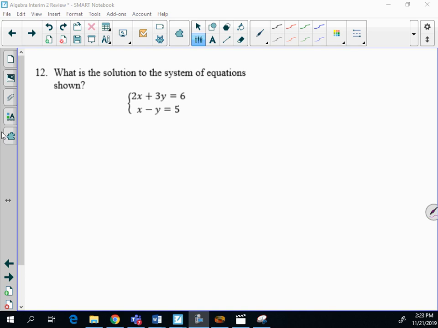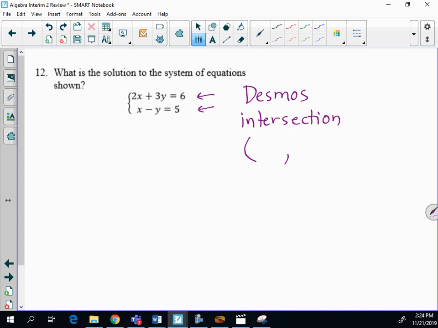One of the quick ways is by using Desmos, and you will graph each one. Each one gets its own line in Desmos, and remember you are looking for the intersection of the two lines. So we are looking for an x and a y where they actually meet each other. So when I work on number 12, I can use Desmos.